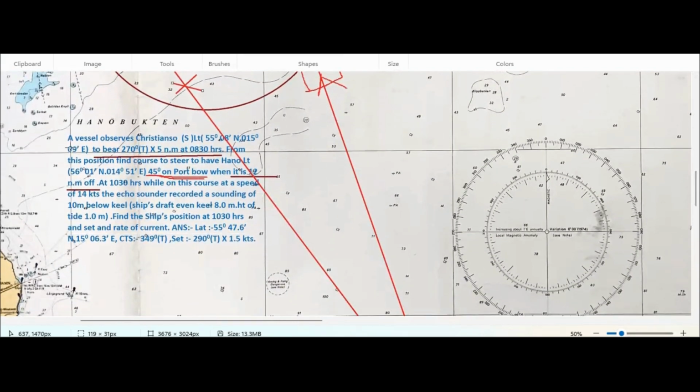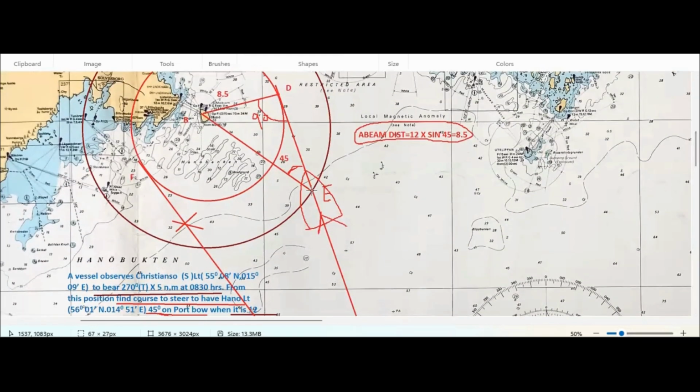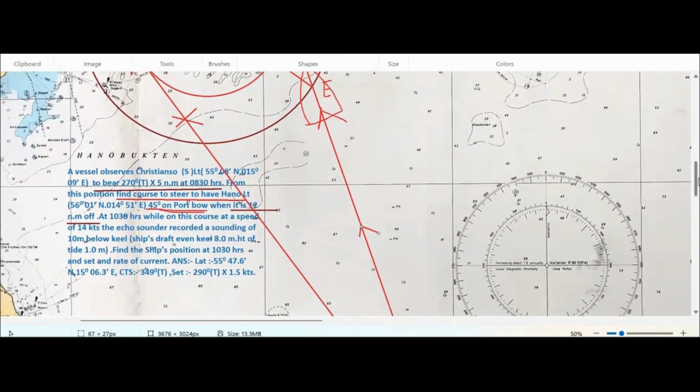Okay, after that, read the next part. Find the course to steer to have the lighthouse 45 degrees on port bow when it is 12 miles off. We got the course, and it is fulfilling everything. Look at that, what is it fulfilling? When it is 12 miles off at point E, this lighthouse is 45 degrees on the port bow. Both are fulfilled.